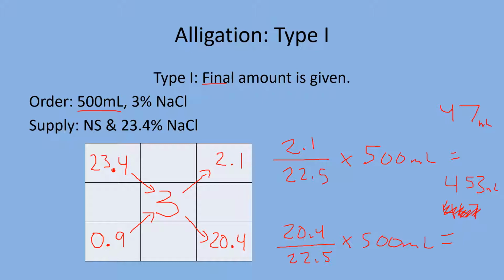All right. So, how much normal saline did you use? How many mLs did you use? 153. Yeah. So, if they're asked for normal saline, it would be that amount, NS. All right, let's go on to type 2.